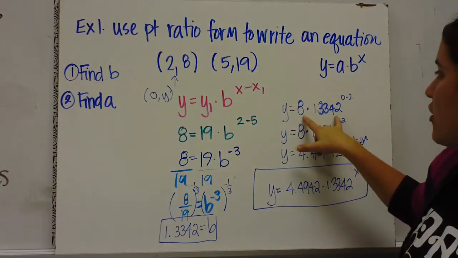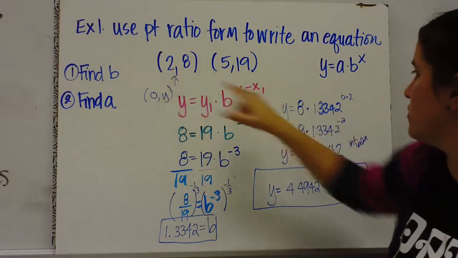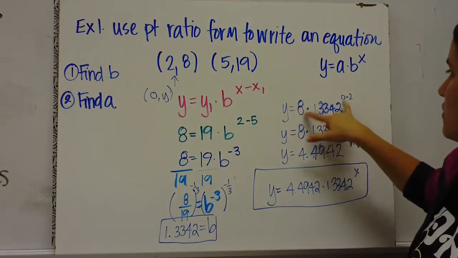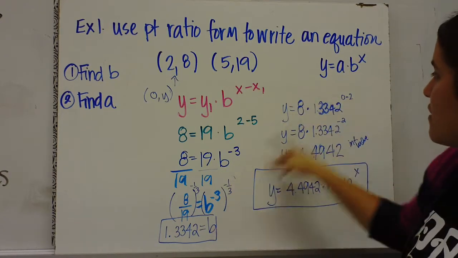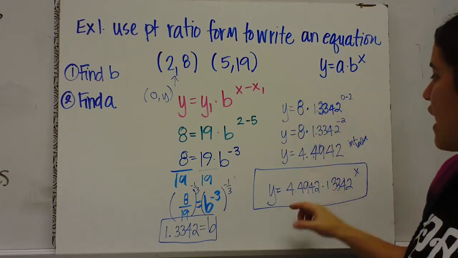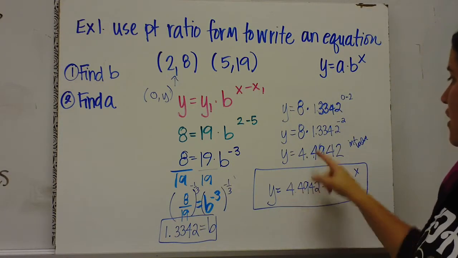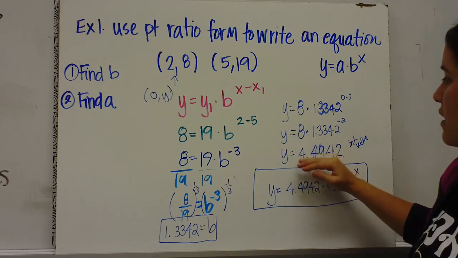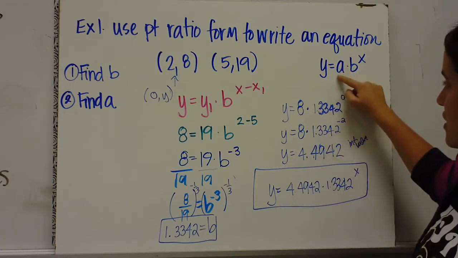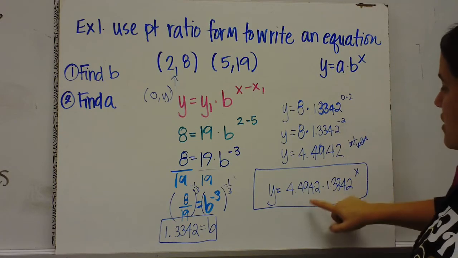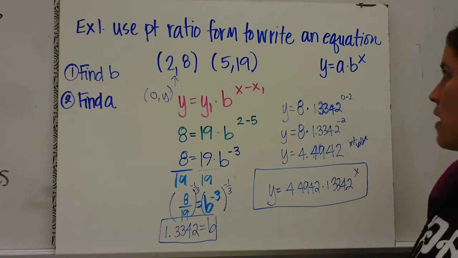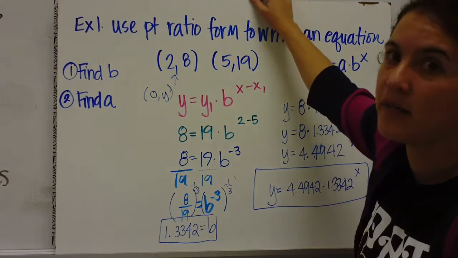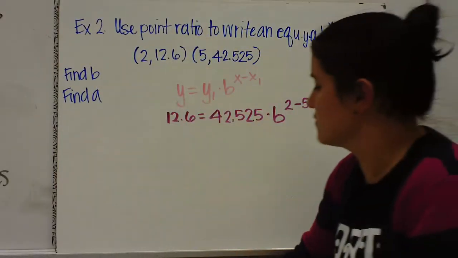Then I plugged it over here. I used 8 and 2. So here's my 8 and here's my 2. And then I used my B value. I solved all that and I got y. Then once I plug that in, that's my A, so this is my initial value, this is my B, and then I have x and y. How about we do another one?